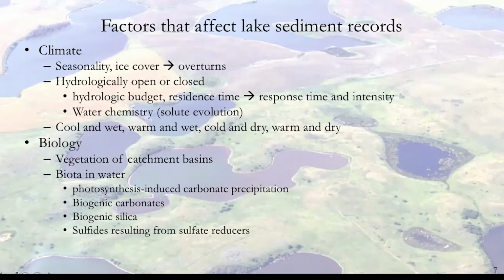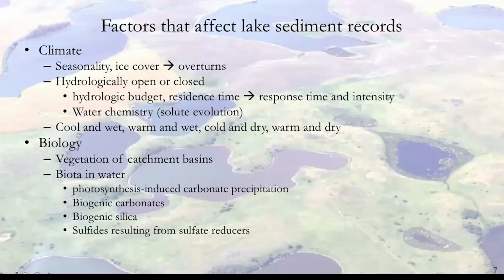For instance, conifers are well known for turning soil acidic, so that more acidic water comes into the lake basins. Biota in the water itself: algae will induce carbonate precipitation when its photosynthesis is very active. Biogenic carbonates, ostracods for one, and snails, take dissolved calcium and bicarbonate out of water to make calcite or aragonite. Biogenic silica comes from algae such as diatoms. And if we have sulfate reducers, we make sulfides, and that's left in the sediment record.